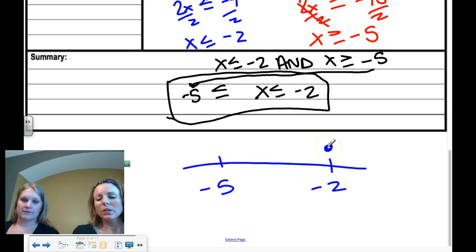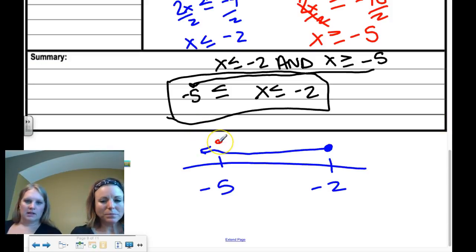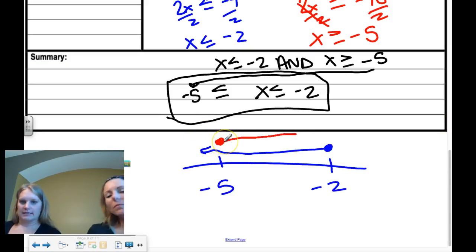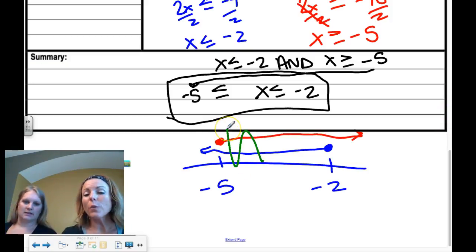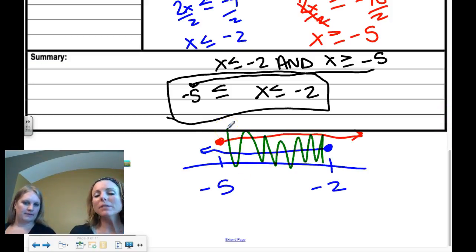So that's a solid closed circle and to the left. And then -5, that's closed and to the right. This is an and. So when it's an and, you're going to look for where they overlap. You must do what Miss Boyd did there where she highlighted it in green, so that you know. There we go.